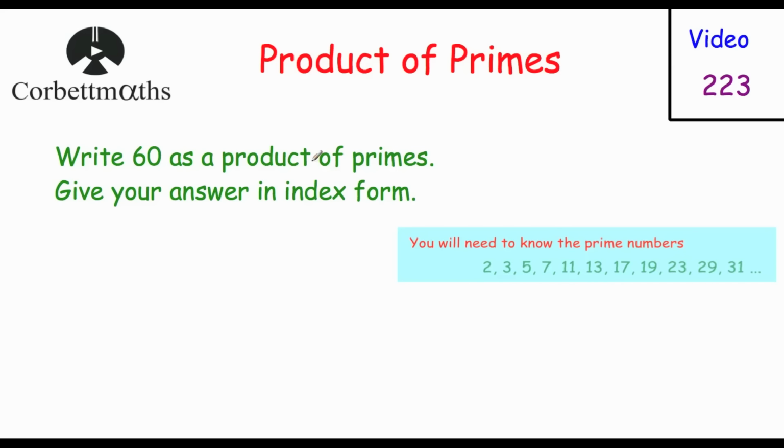So every single whole number that is greater than 1 is either prime or can be written as a product of primes, and the word product means to multiply. So it means that every single number that's greater than 1 is either a prime number or is equal to prime numbers multiplied together.